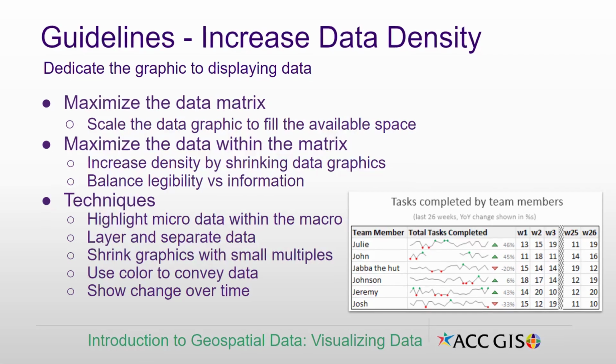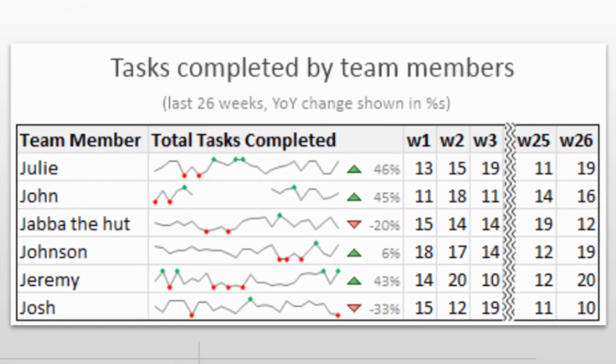If you look at the graphic on the right, you can see some examples of this guideline for increasing data density. This is a graphic that shows tasks completed by team members, including some fields like team member, the total task completed with a number of little micro charts, and then the actual data itself listed by the number of tasks completed from week 1 through week 26.